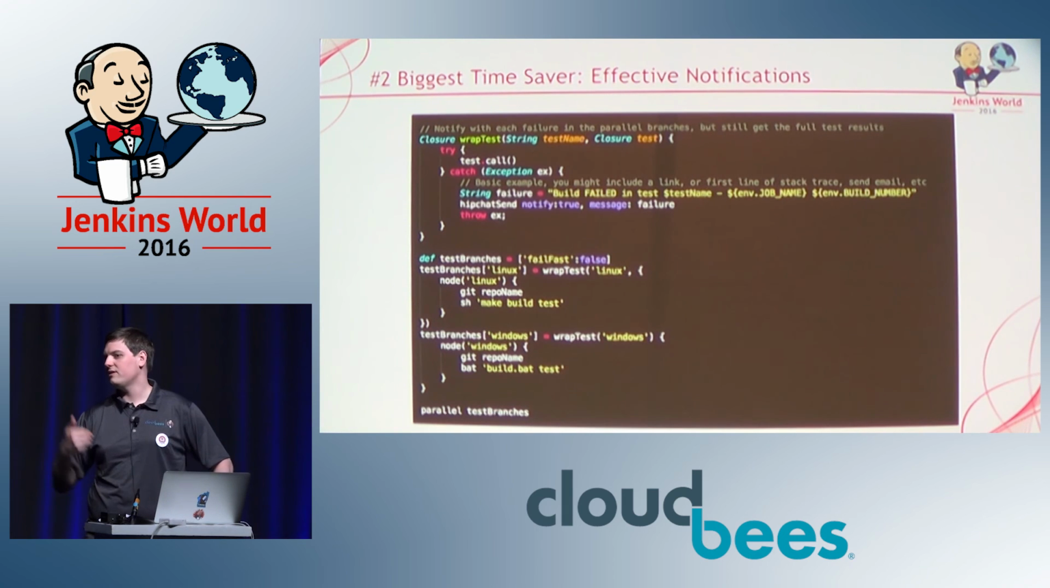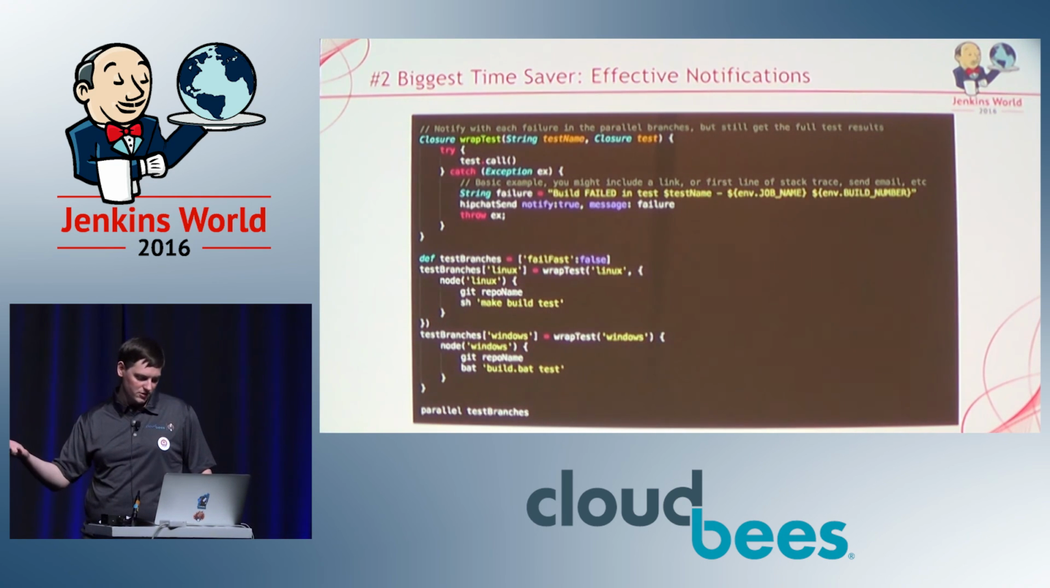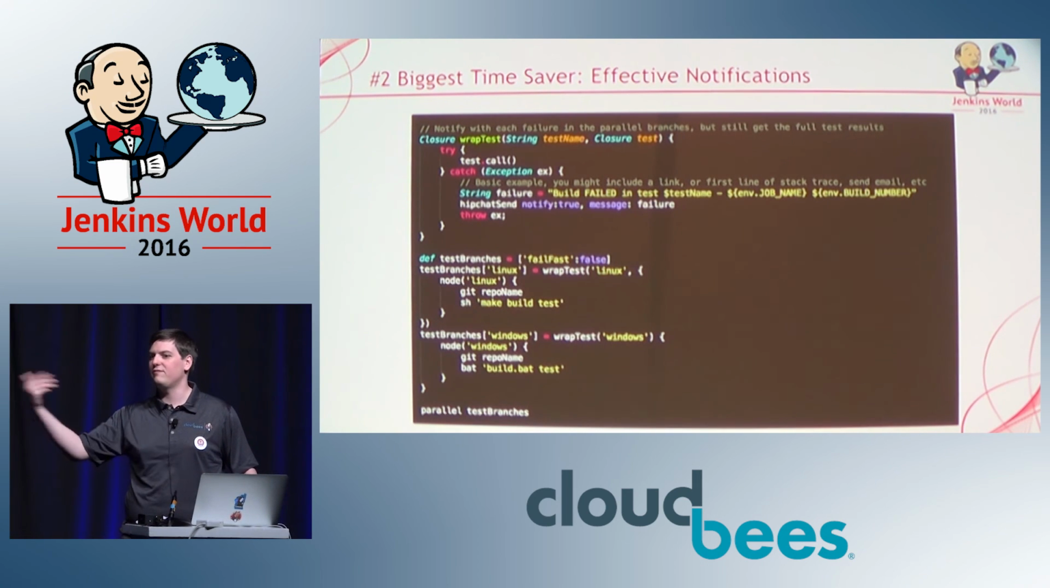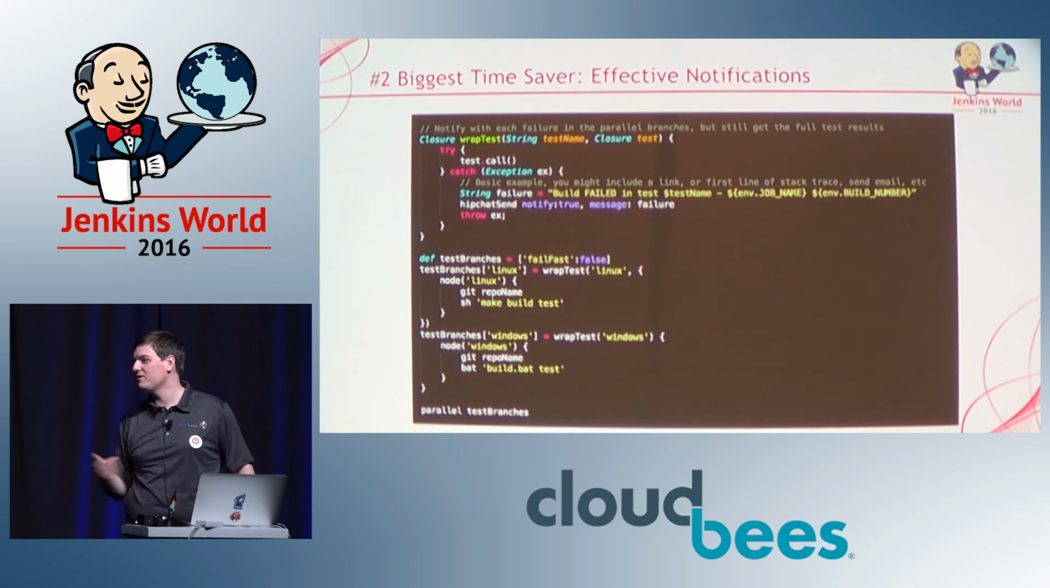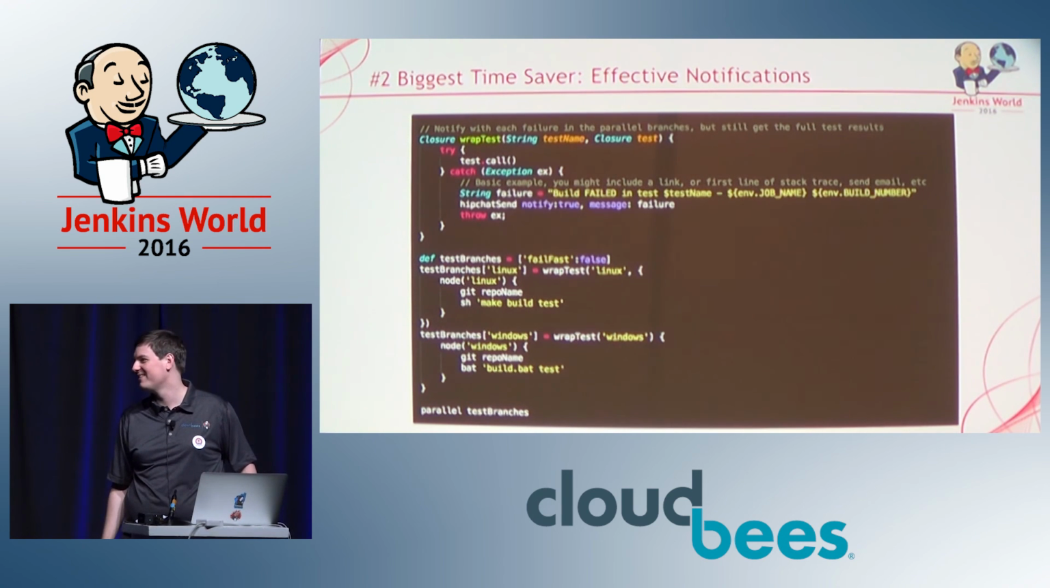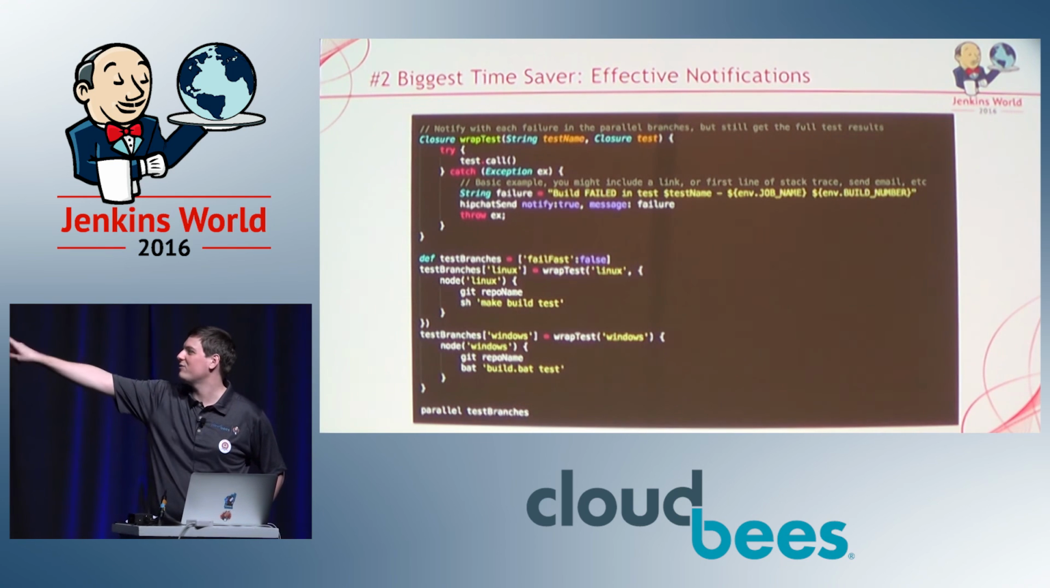And that way, you can still get the fast feedback. But because you've got fail fast set to false, you can still get back the full test results. You just get feedback a lot quicker. This also means you can get multiple notifications if different tests bomb out. So this is something I would recommend everyone who's got a pipeline with parallels put in here.